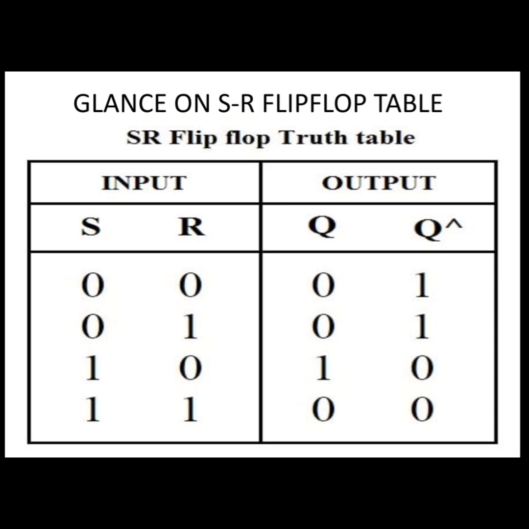A glance at the SR flip-flop table. In the SR flip-flop truth table, when we give 0 0 to both the pins, the next state output will be 0 and its complement will be 1, as we know. Whenever we set the set pin to 0 and reset pin to 1, the output state will be 0 and its complement will be 1. When we apply set pin to 1 and reset pin to 0, the Q output pin will be 1 and the complement will be 0, as we all know.